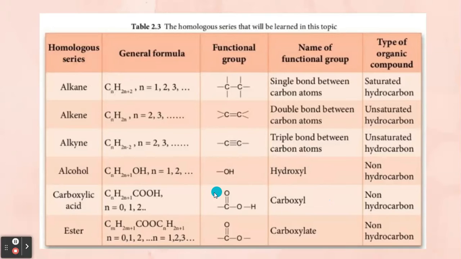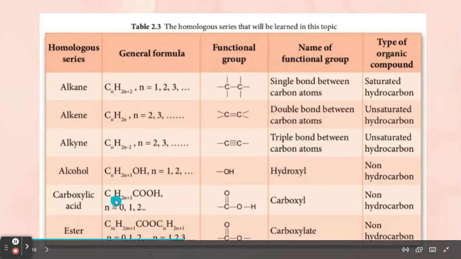Okay, next is carboxylic acid. Okay, the general formula is CnH2n+1COOH, where n is equal to 0, 1, 2, 3, 4, 5, and so on. So for carboxylic acid, the n must start from 0. Okay, as you can see, the functional group for carboxylic acid is C double bond OH. So this functional group is called carboxyl group.